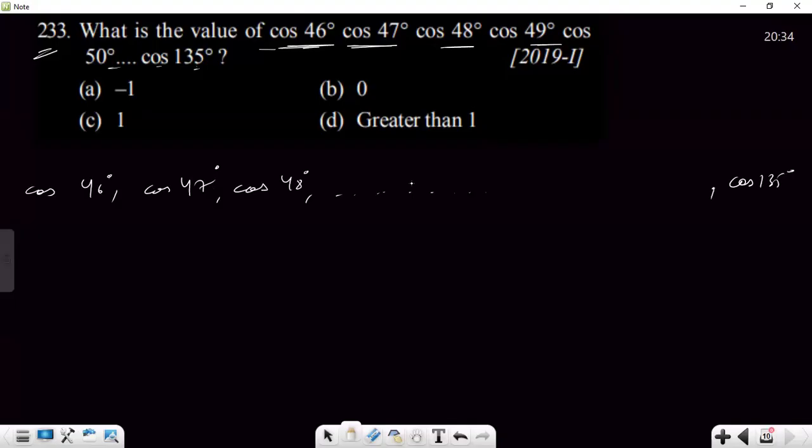Okay, so we are aware that if we need to find out the product, cos of 90-degree value will also be available here. Yes or no? Cos of 90 will be there or not in the product? Yes, it will be here. What is the value of cos of 90 degrees?